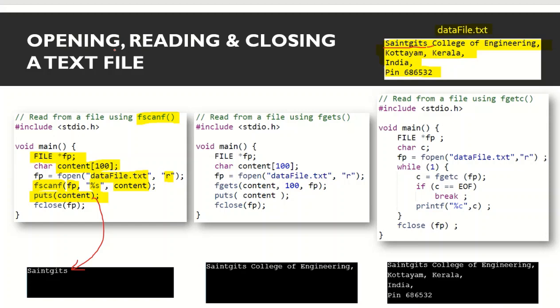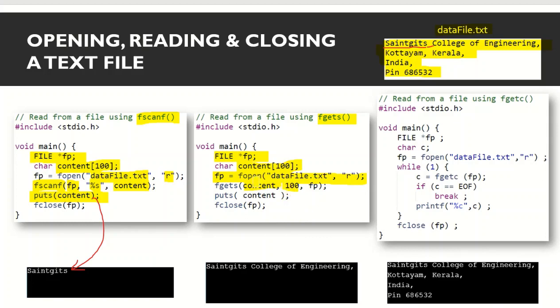Next we shall see how fgets can be used. Here also the first three lines are the same: declaring the file pointer, declaring a character array, then opening the data file in read mode. Now the format of fgets is different. First the buffer is specified, then the buffer size. Here the size of content in the declaration is 100, but we can have the buffer size here up to 100.